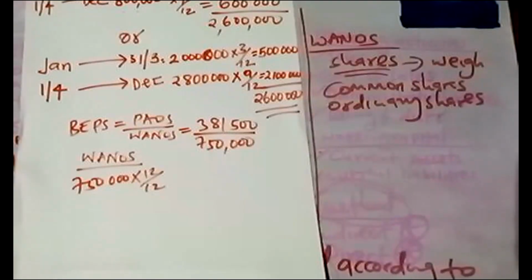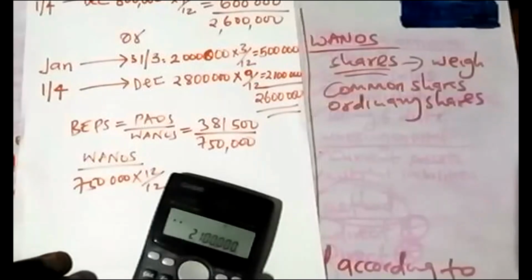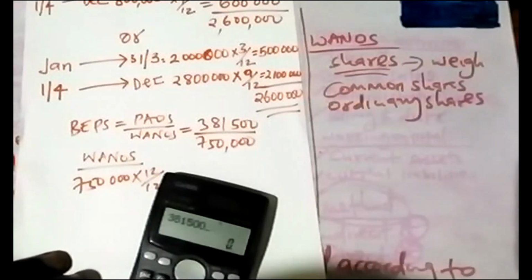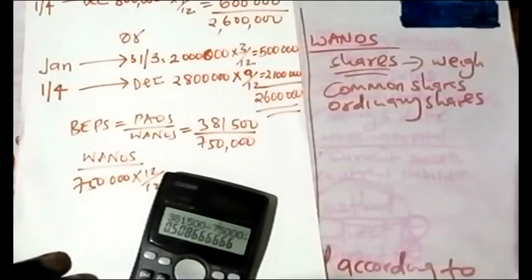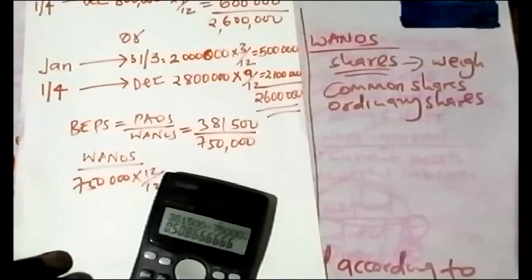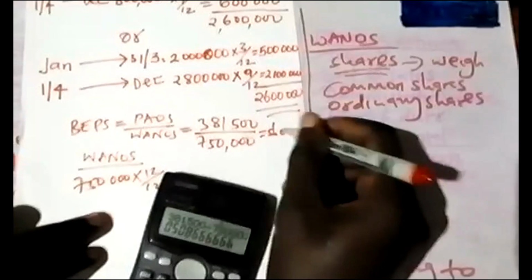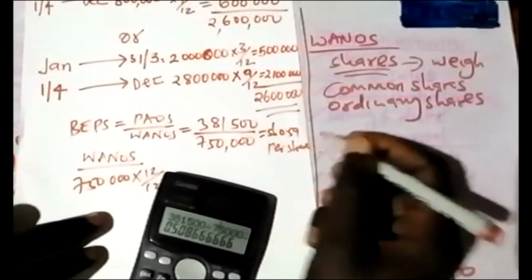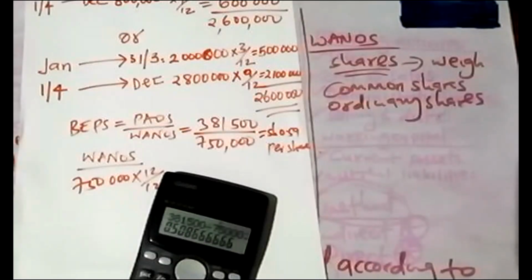So here you divide 750,000. You take 3,500 divided by 750,000. So that is 0.59. You always say shilling 0.59 per share. So always say "per share" in your answer. That is fine, I think that is not something you need to use a lot of time on.